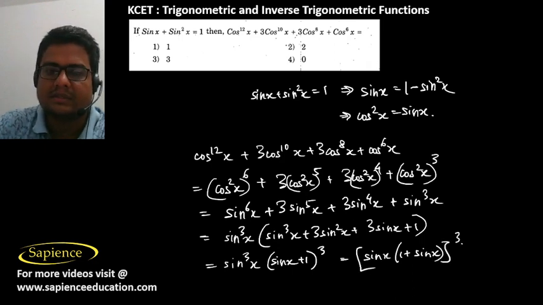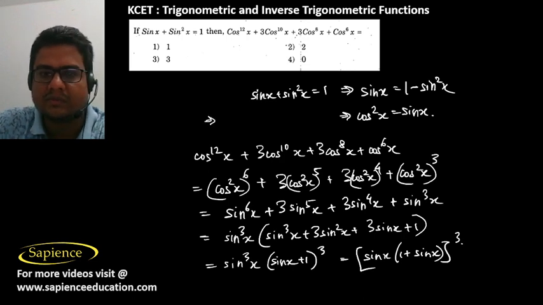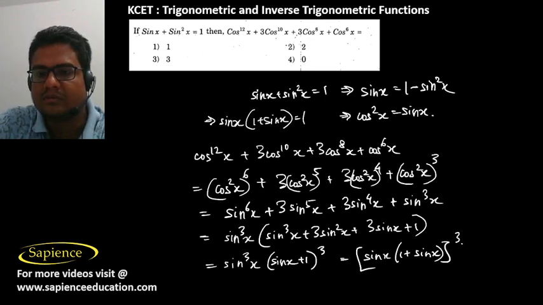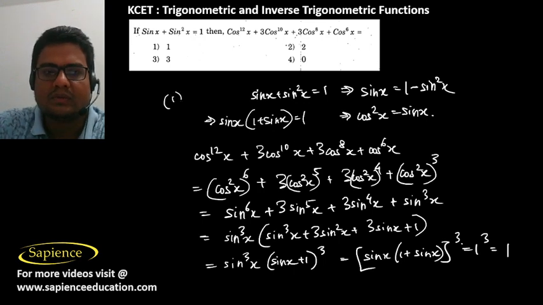Now it is given that sin x plus sin square x is 1. It means what? It means that if I take sin x as common, then we can write sin x into (1 plus sin x) equal to 1. So this will be equal to 1 cube, which is equal to 1. So it means option 1 is the correct answer.